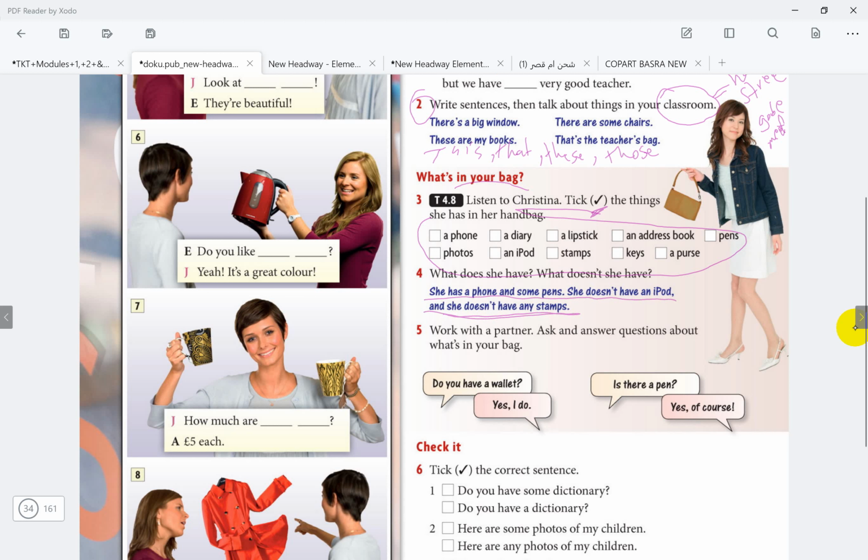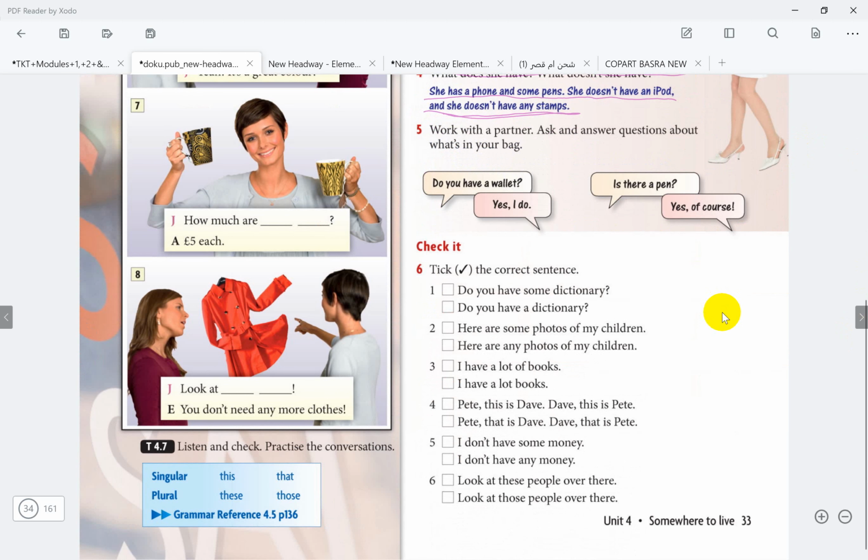Okay, we will practice this through Google Meet. Work with a partner, ask and answer questions about what's in your bag. The same practice, you can ask your colleague, do you have a wallet? Yes, I do. Is there a pen? Yes, of course. So this is a possible question regarding there, and the question and sometimes negatives. We will discuss this.